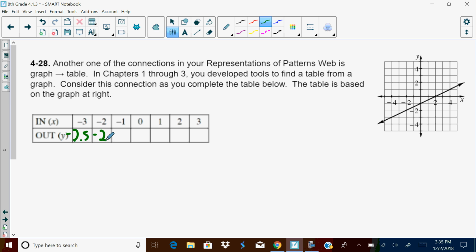Negative 1 is between negative 1 and negative 2. It's negative 1.5. 0 is at negative 1. 1 is at negative 0.5. 2 is at 0. And then 3 is at 0.5. So it's growing by half each time.